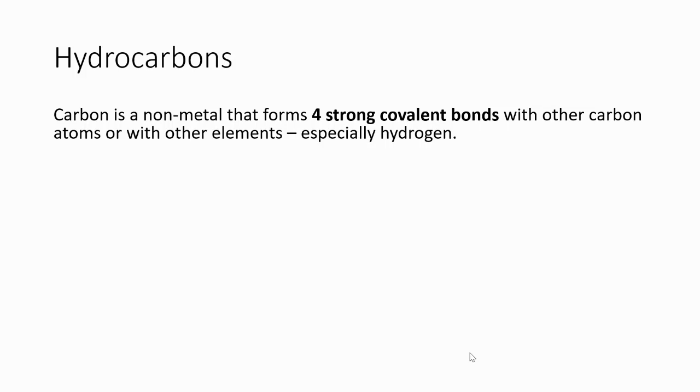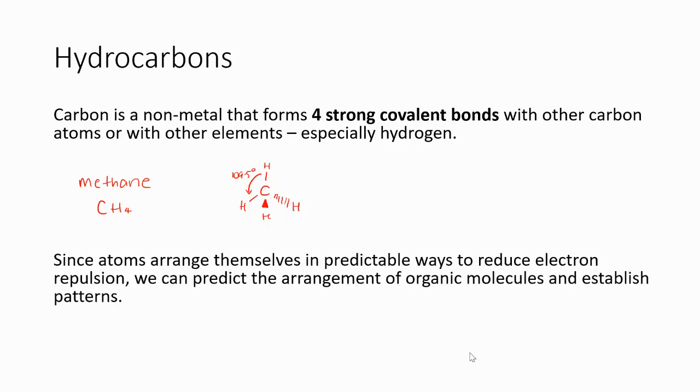Before we can talk about hydrocarbons, we need to look at how carbon bonds. So carbon is a nonmetal that forms 4 strong covalent bonds with other carbon atoms or with other elements, in particular hydrogen. And we can look at methane as an example. Methane has the formula CH4 and it forms a tetrahedral structure with a bond angle of 109.5 degrees. Since atoms arrange themselves in predictable ways to reduce electron repulsion, which is why we've got a tetrahedral structure here with methane, we can use this knowledge to predict the arrangement of organic molecules and establish patterns.